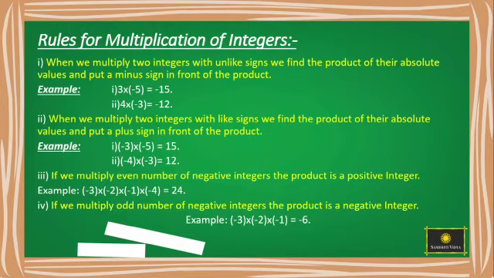For example, 3 into minus 5. Absolute values of 3 and minus 5 are 3 and 5. The product is 15. As they are unlike signs, the product will be of negative sign. 3 into minus 5 equal to minus 15.